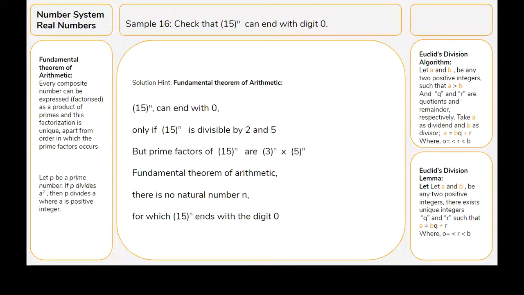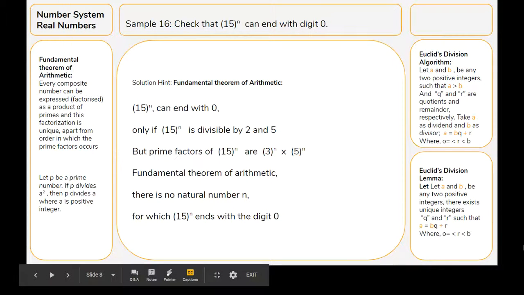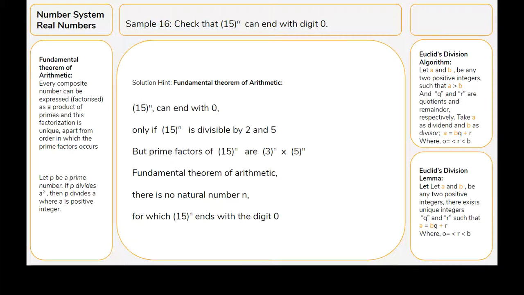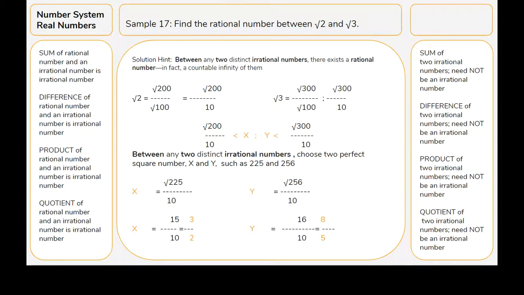Sample 16. Check whether 15 power n can end with digit 0. Solution hints. Fundamental theorem of arithmetic. 15 power n can end with 0 only if 15 power n is divisible by 2 and 5. But prime factors of 15 power n are 3 power n x 5 power n. By the fundamental theorem of arithmetic, there is no natural number n for which 15 power n ends with the digit 0.